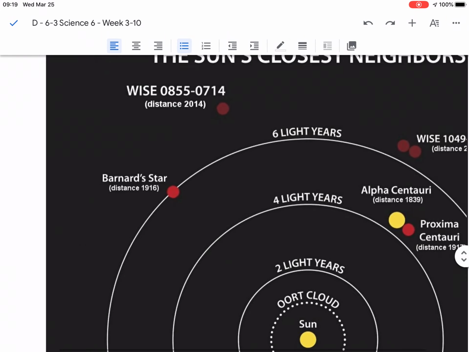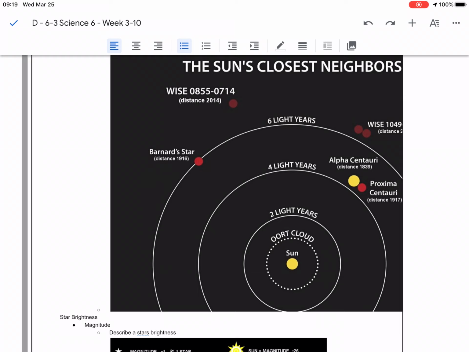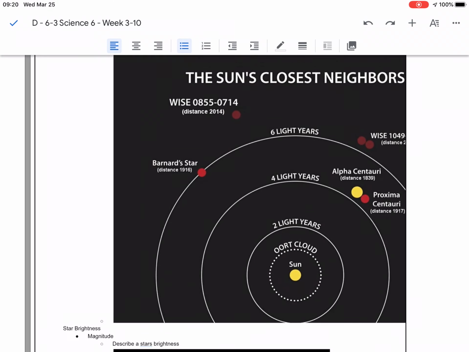Now, try to zoom out. Here are some ideas of what we're looking at. You got the sun, the Oort cloud, which is the edge of our solar system. Then you got 2 light years, 4 light years to get to the next of our closest neighbors, 6 light years to get to our local group. Those are just really big distances.